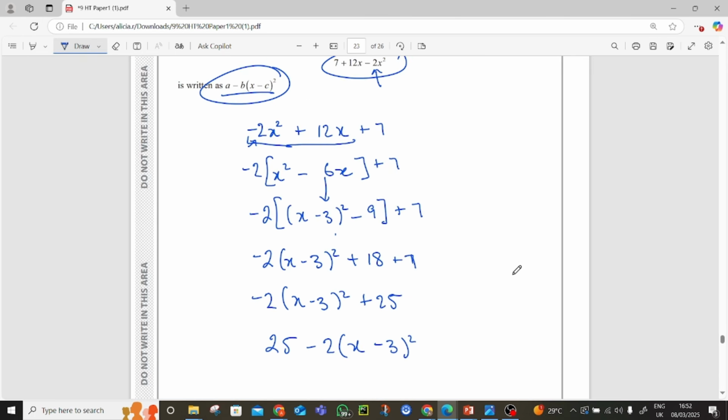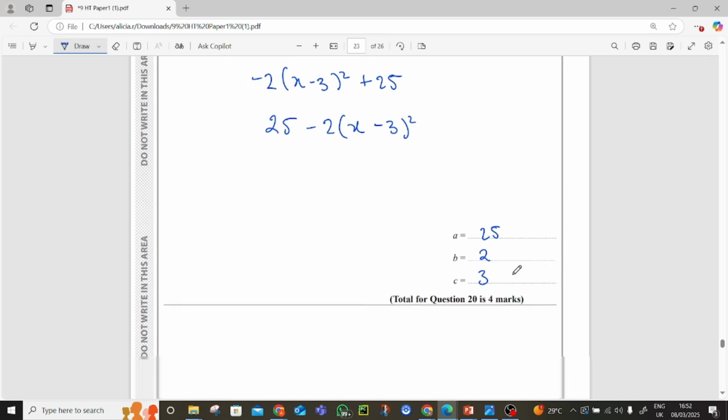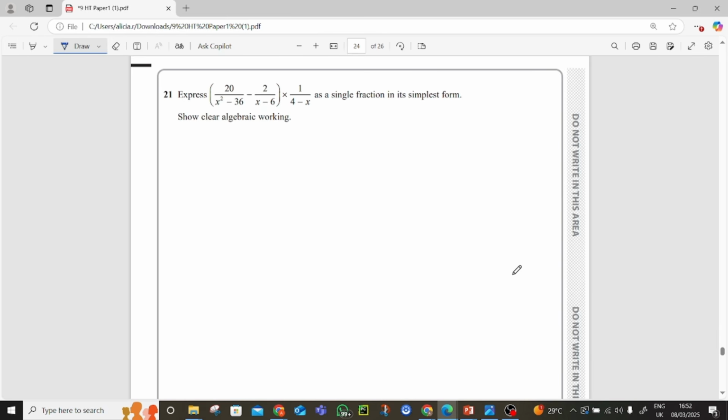Like so. If you found that a little bit hard, I did do another video on completing the square, which I will link in the description as well. I do more examples like that, and they go a little bit slower as well.